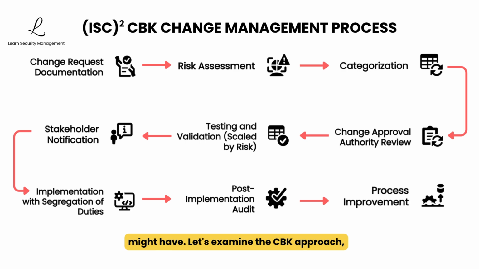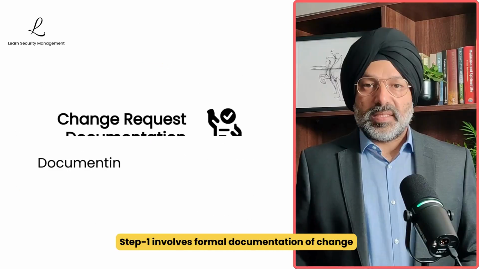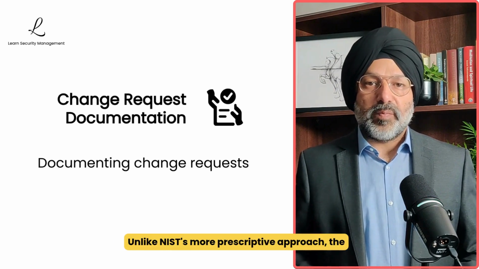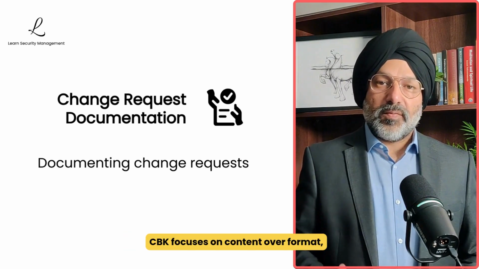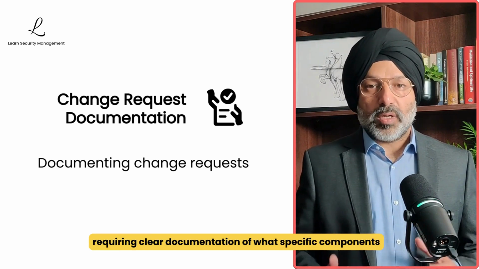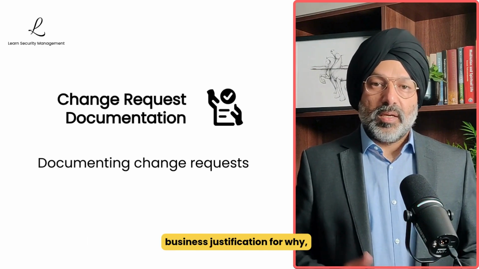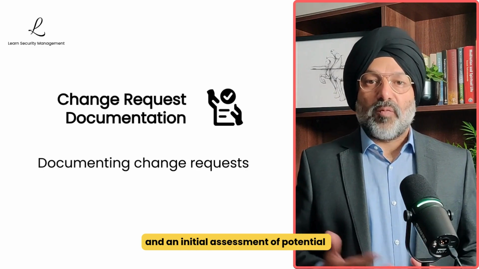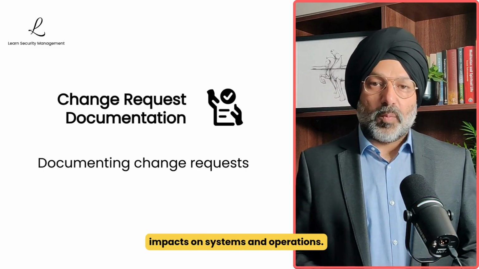Let's examine the CBK approach, which we can break down into the following key steps that represent the core principles and activities the framework emphasizes for effective change management. Step 1 involves formal documentation of change requests. Unlike NIST's more prescriptive approach, the CBK focuses on content over format, requiring clear documentation of what specific components are changing, business justification for why, and an initial assessment of potential impacts on systems and operations.